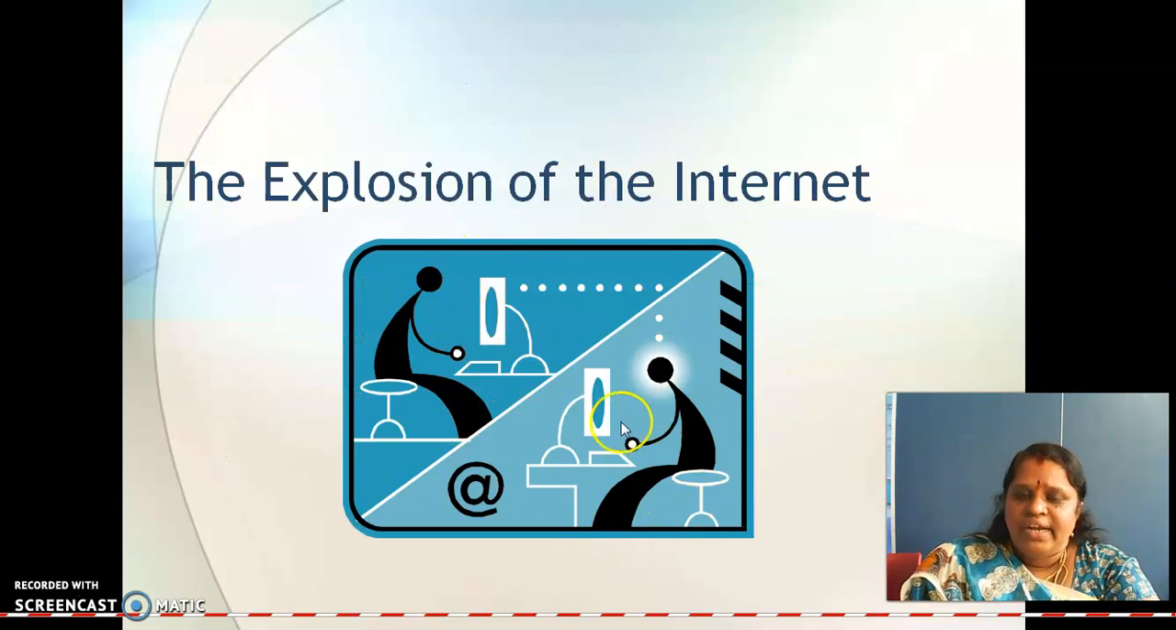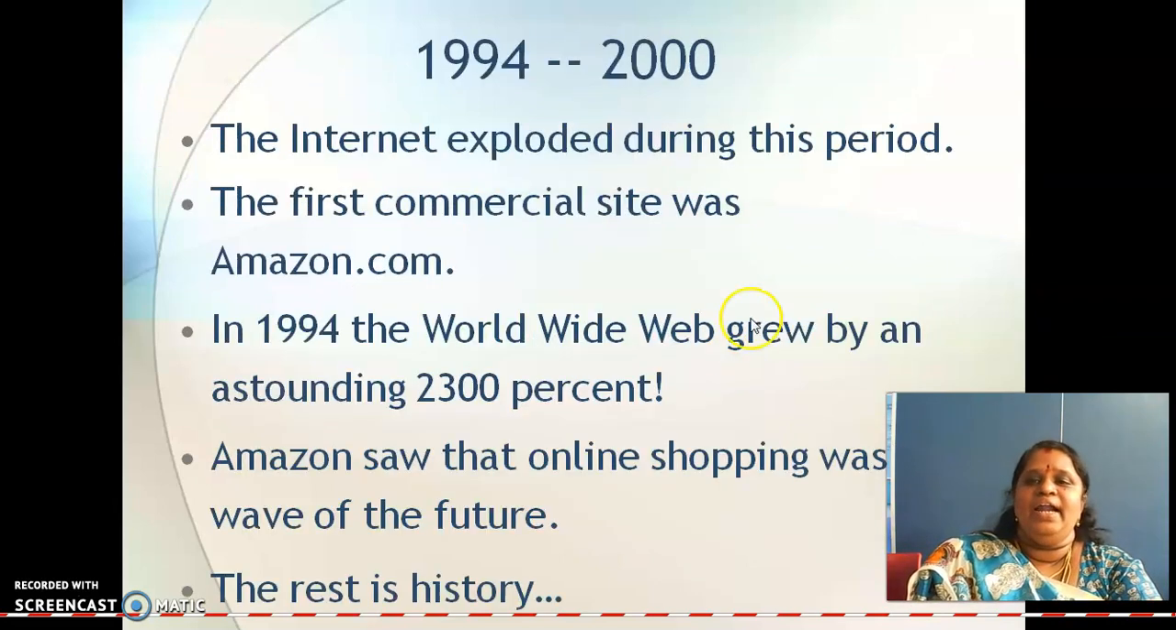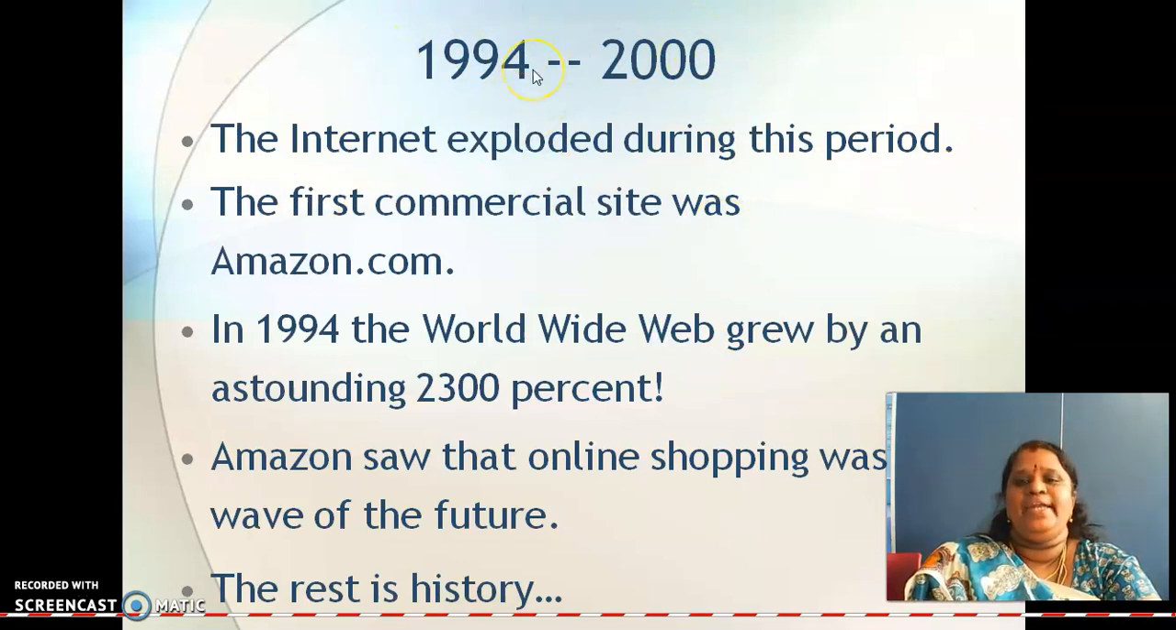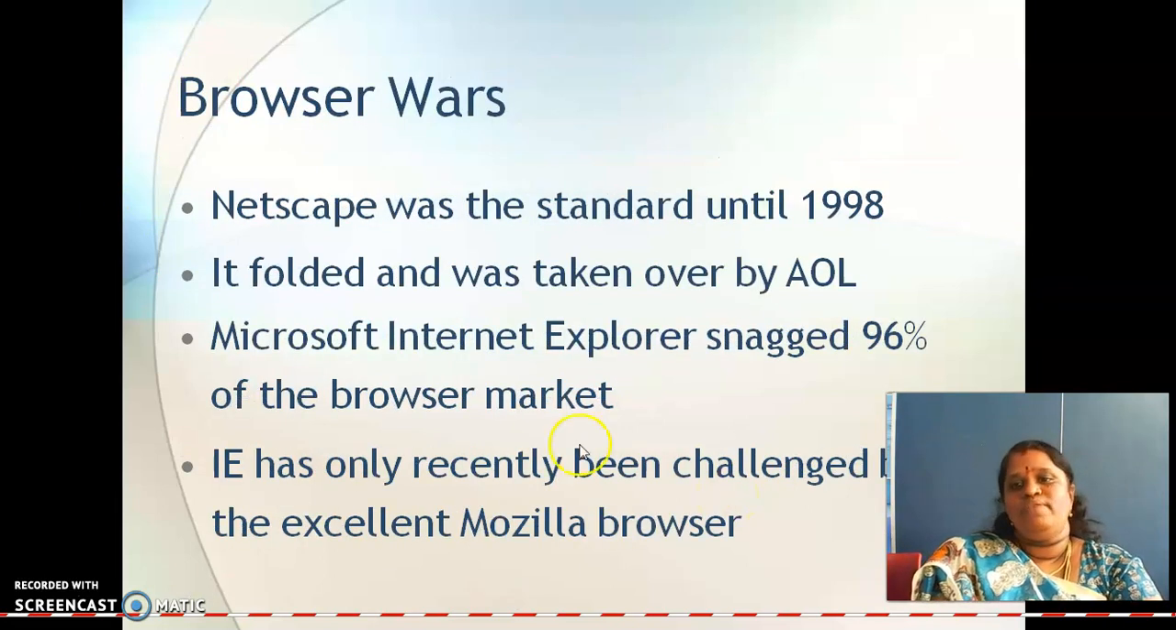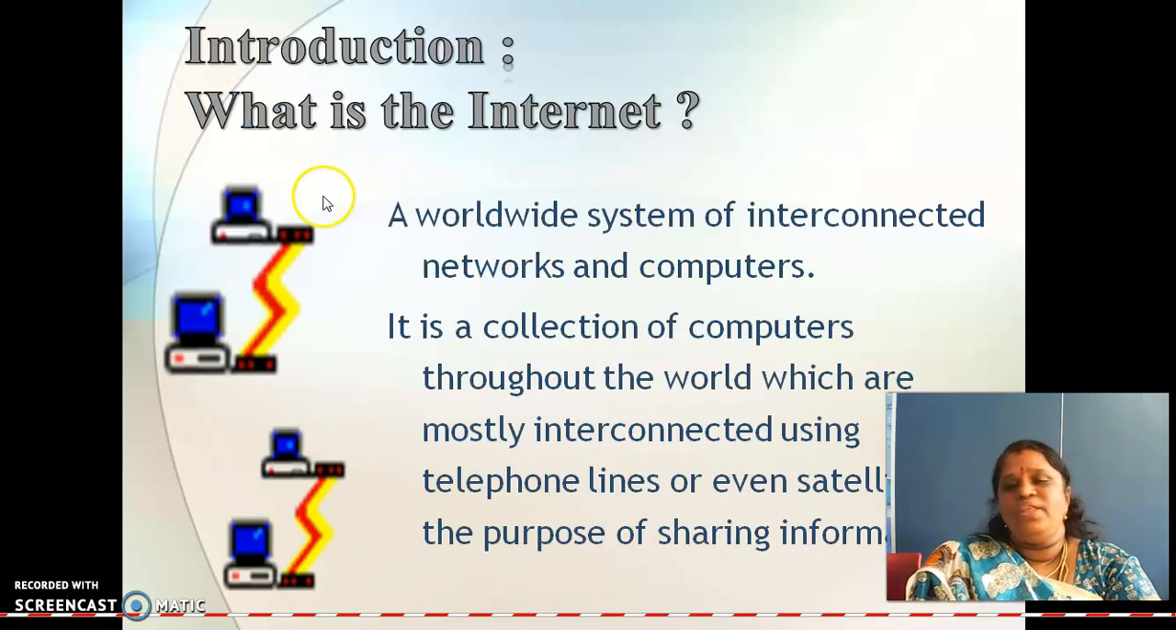The explosion of the internet started from 1994, and from 1994 to 2000, the internet exploded during this period. So the first commercial site was Amazon.com. The first commercial site in this internet world is Amazon.com, and Amazon is for online shopping. The next one is about the browser war. We are having Netscape. So I said, right, Internet Explorer, Mozilla Firefox, and everything became.